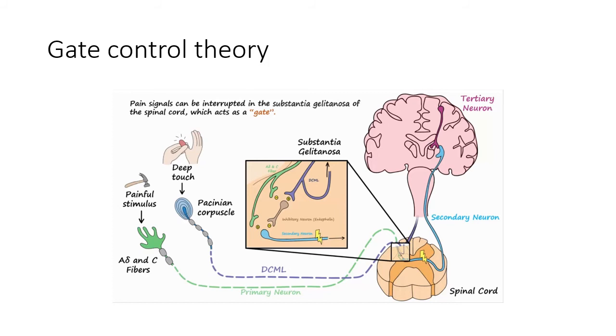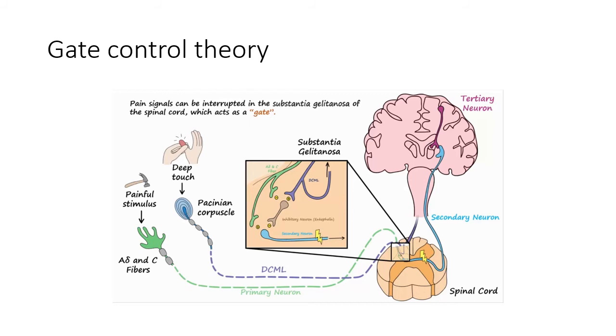One part of it goes up and doesn't cross, staying on the same side. So that's the small part that we see branching away from the DCML in the large picture in blue. And the other part of it crosses at the medulla oblongata. This inhibits the pain signal. But how? It activates the inhibitory interneuron, that's the gray one, which then releases enkephalin.